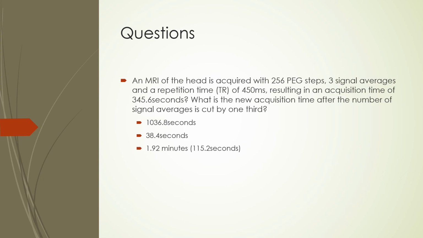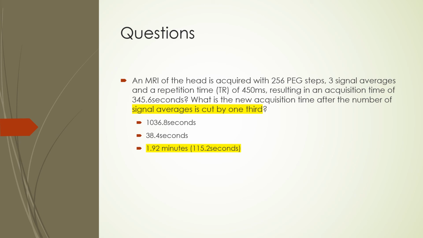Next question. An MRI of the head is acquired with 256 phase encoding steps, 3 signal averages, and a repetition time of 450 milliseconds, resulting in an acquisition time of 345.6 seconds. What is the new acquisition time after the number of signal averages is cut by 1/3? Your choices are 1036.8 seconds, 38.4 seconds, 1.92 minutes.